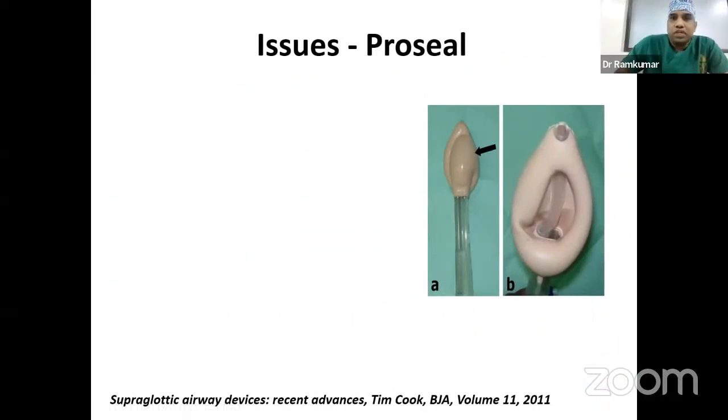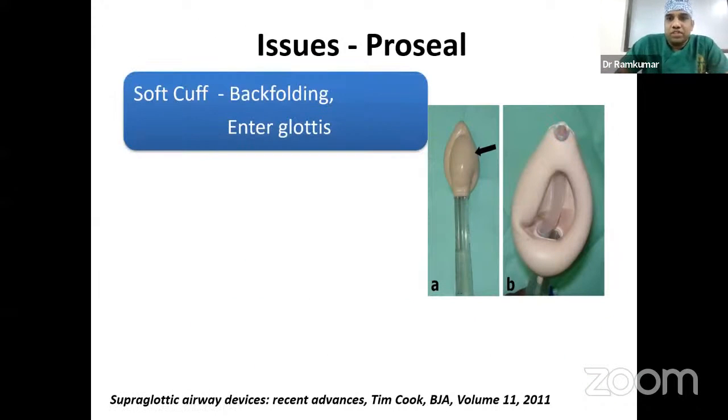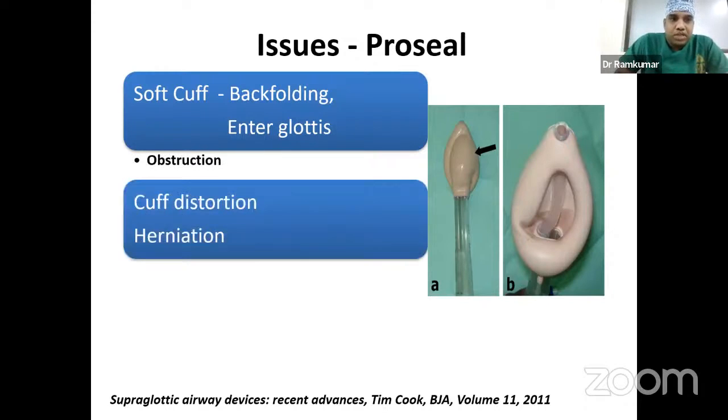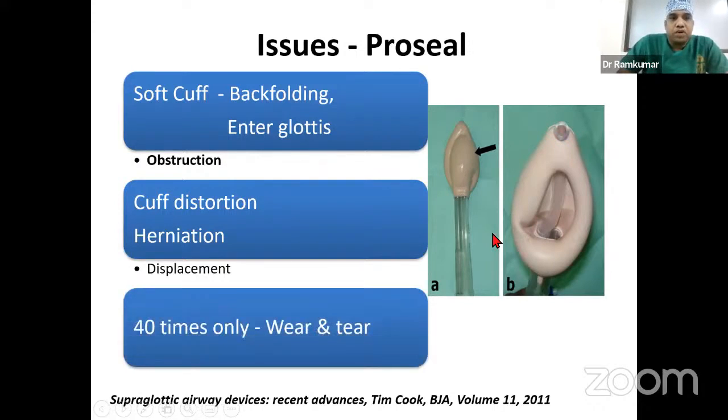The problem with the ProSil is that the cup is made up of silicone, which is very soft, which can cause backfolding, or it can enter into the glottis if you insert beyond the maximum resistance. That can cause obstruction. Another thing is the cup can get distorted with multiple use and can herniate, and it can cause displacement while placing it.